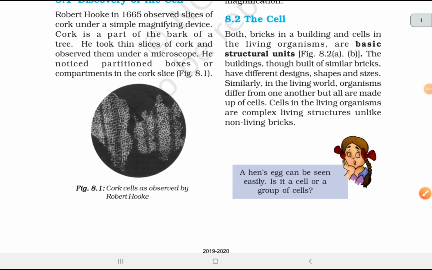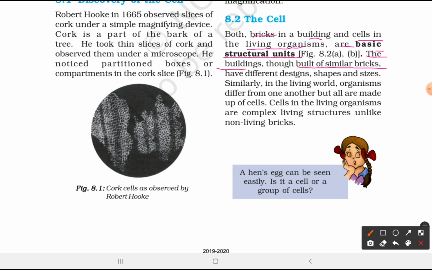The cell. Both bricks in a building and cells in living organisms are basic structural units, as you can see in figure 8.2 A and B. The buildings, though built of similar bricks, have different designs, shapes, and sizes. Similarly, in the living world, organisms differ from one another, but all are made up of cells. Cells in living organisms are complex living structures unlike non-living bricks.